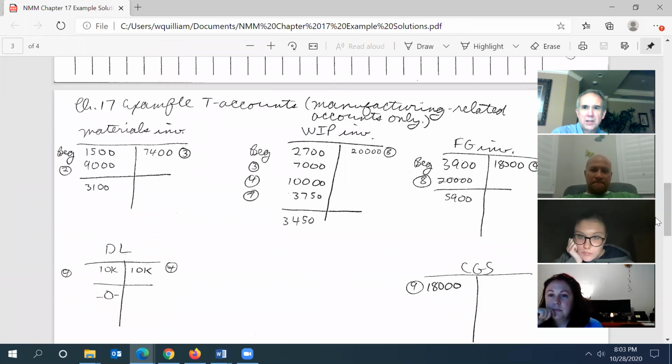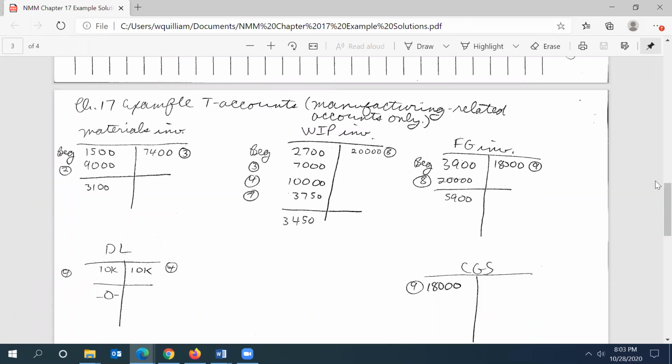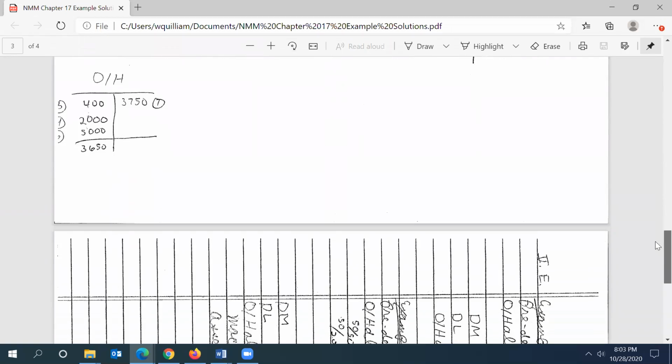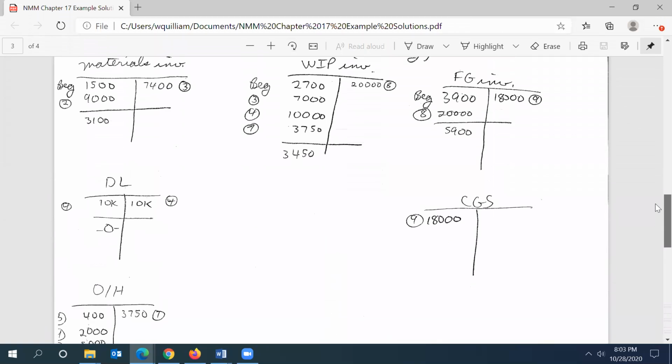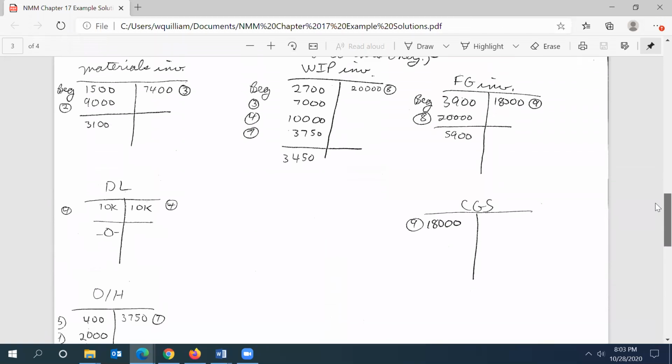Here I had wages payable, whoops. I wasn't worried about it. It's really not a manufacturing related account, and cash is not either. But anyway, if we post it, we would debit wages payable by 12,000, and credit cash by 12,000. So don't worry about it. As long as you know the journal entry, you're okay.